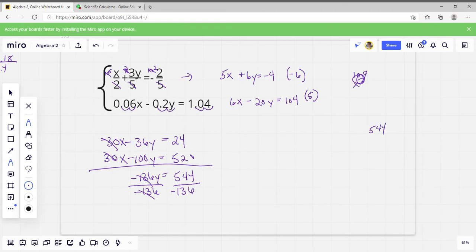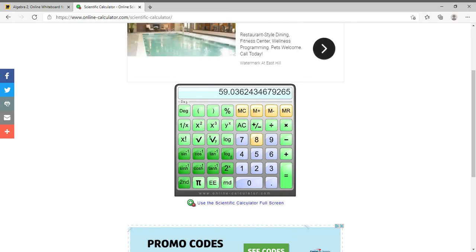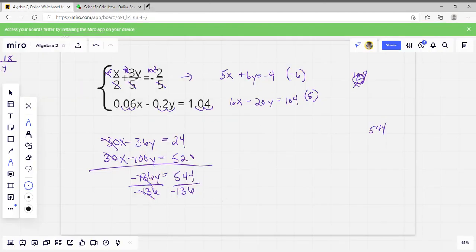Actually, I'm going to calculate that. 544 divided by 136 is 4. So my y equals, that'll be negative 4. All right, so up here I've got y equals negative 4. And then I just plug that into one of these. So I'm going to say 5x plus 6y, which would be negative 4, equals negative 4.